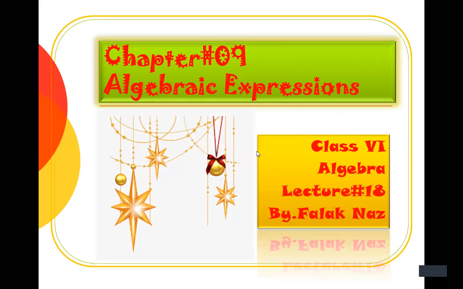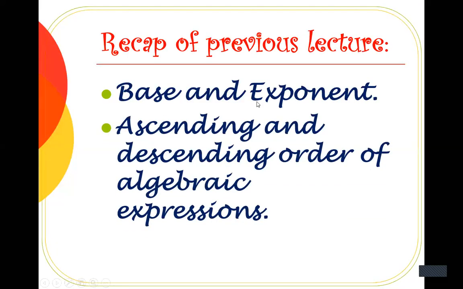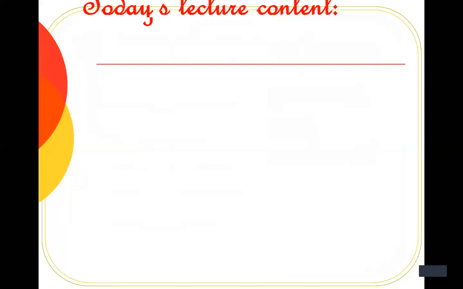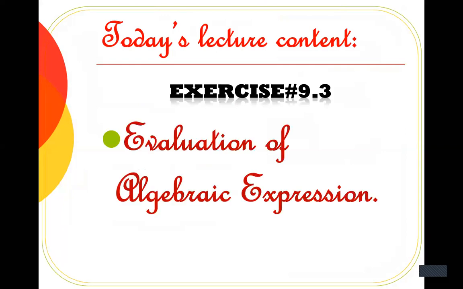Now, what we have learned so far: we have learned two things, base and exponent, the definition of base and exponent, and then we have learned how to arrange the algebraic expressions in ascending and descending order. Today we are going to study exercise number 9.3, and the topic that we are going to cover from exercise number 9.3 is evaluation of algebraic expression.